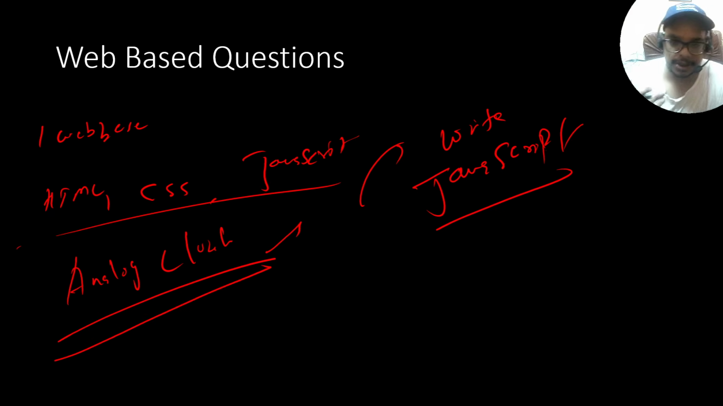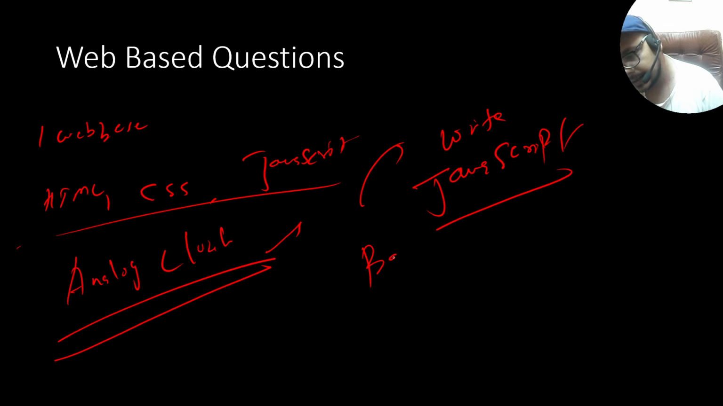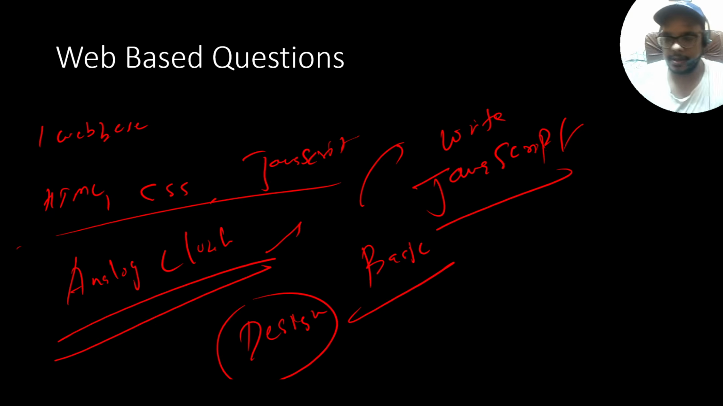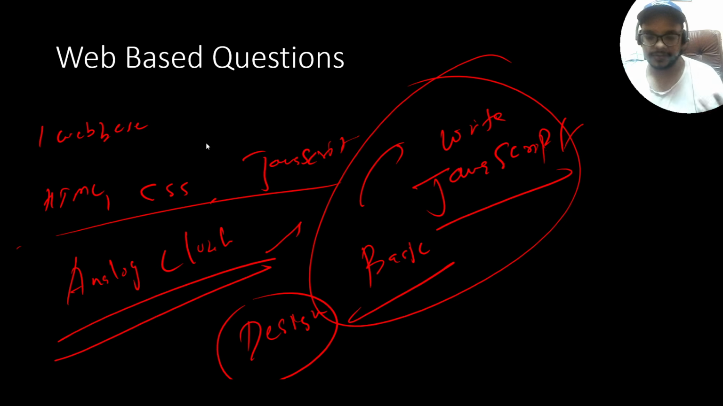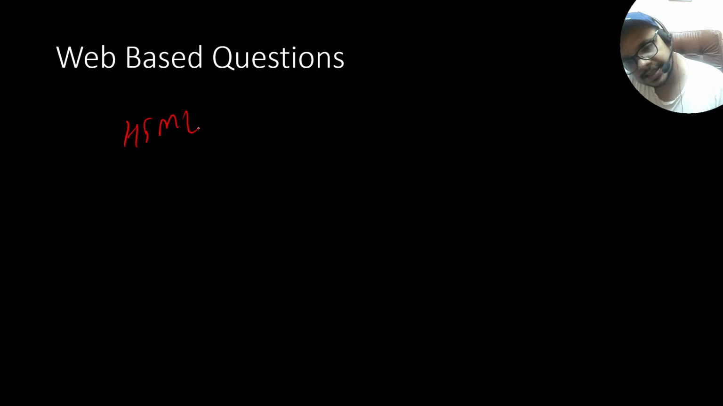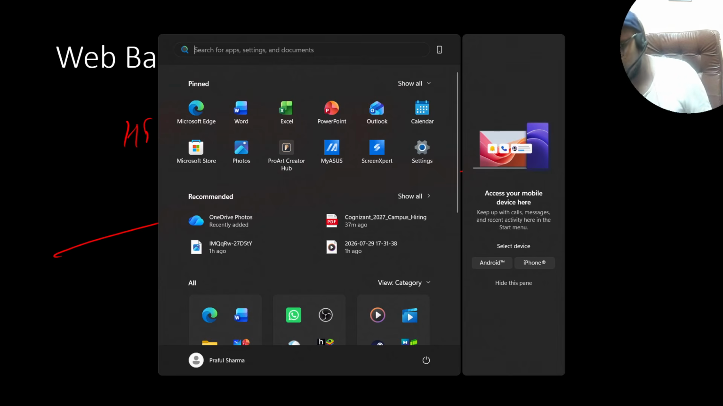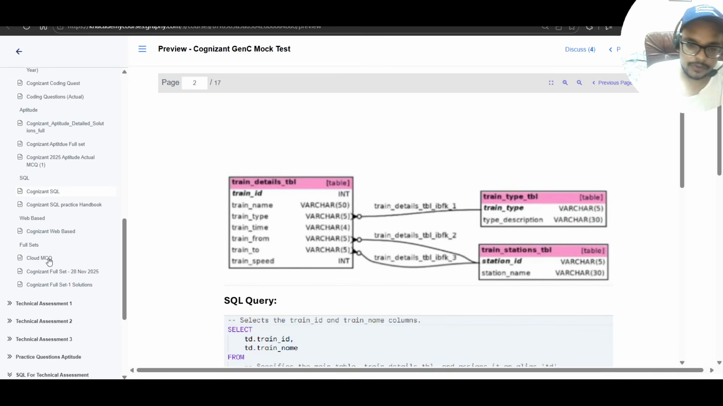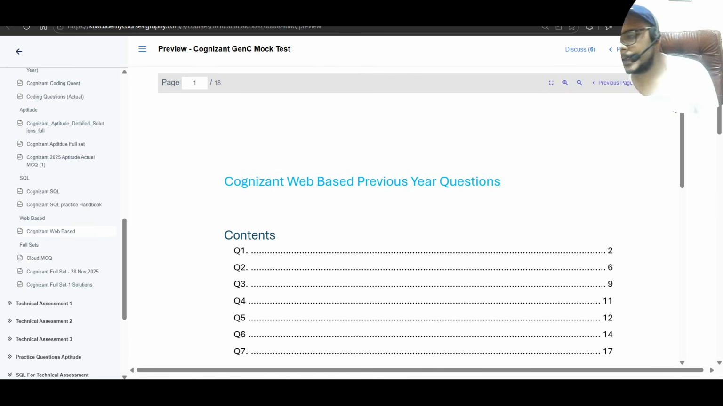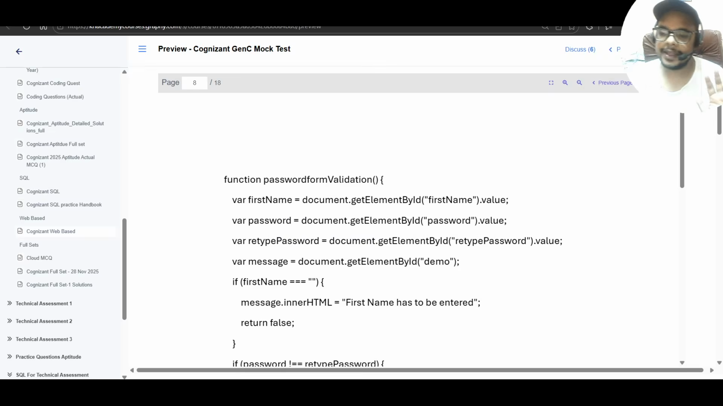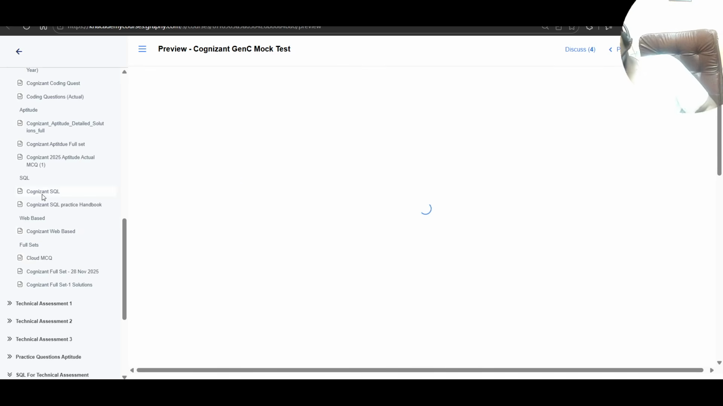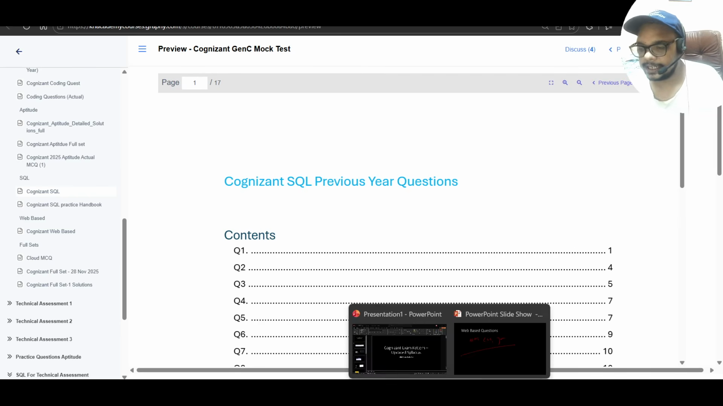So you need to write the JavaScript functions, plus some basic design tasks they have provided to design the analog clock. You need to use HTML and CSS for designing and JavaScript for the functioning of the analog clock. That kind of question they have provided in the web-based section, so you need to practice questions like this also. In the mock test, we have already provided all the PYQs. If you go to this section, Cognizant web based, you will get all the PYQ questions here with screenshots.